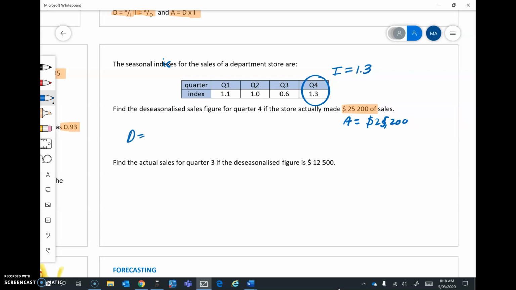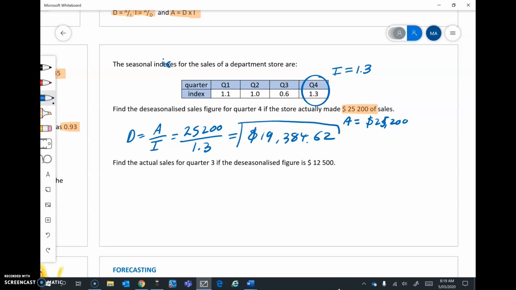So the deseasonalized figure is equal to the actual divided by the index. So that's what we're going to get. And if you do that one, we get $19,384.62 is the deseasonalised figure. Okay, you might want to pause now and find the actual figure for quarter 3 and see if you get the same as what I do in a few moments.